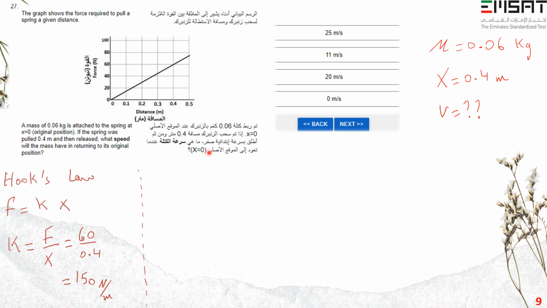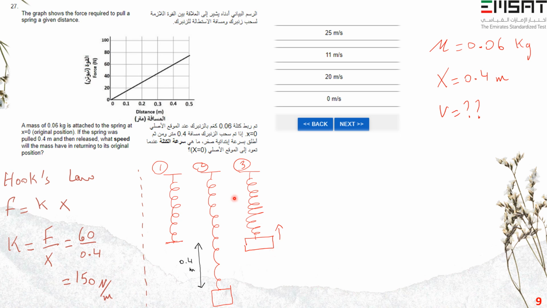So first of all, we need to apply Hooke's law, using this equation to calculate k. We already know that F equals k multiplied by x, so k is equal to F divided by x. F, according to the graph here, is 60 Newton, because the displacement is 0.4. So for 0.4 meter, the force is 60 Newton. That's how we calculate k, and that's the picture of the spring.